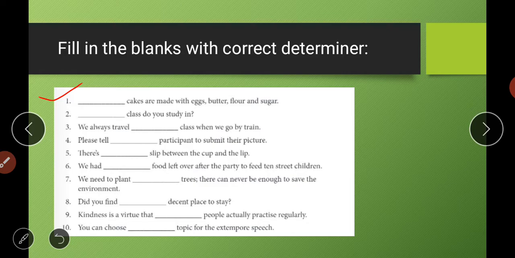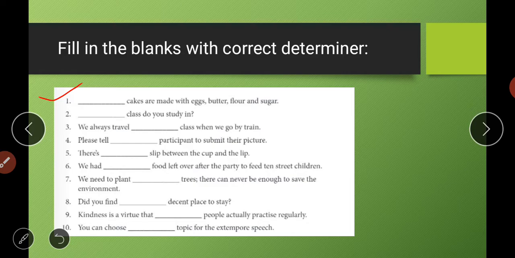Second is, dash class do you study in? If we are asking a person about his or her class, we simply ask, which class do you study in? So which will be the right answer here. Next is, we always travel dash class when we go by train. You can write first class, second class, any class you can mention here. So write first class here. We always travel first class when we go by train.